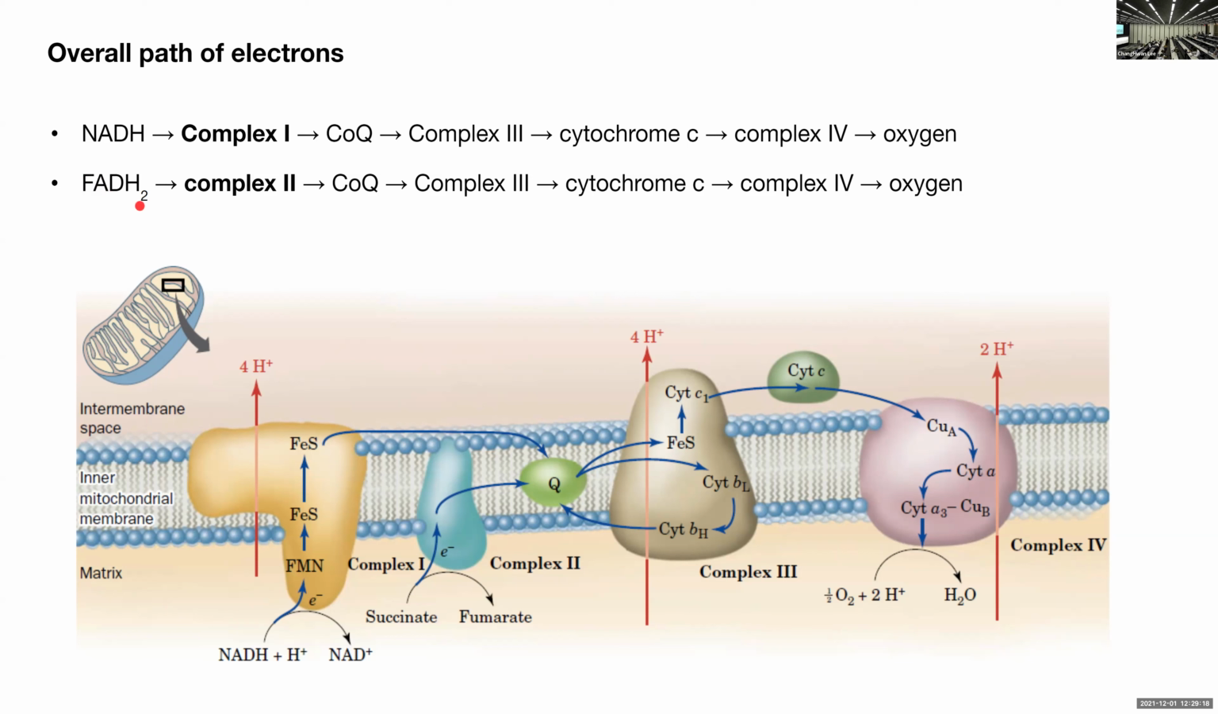There's another path that starts from FADH, again another coenzyme from the oxidation in glycolysis. But it bypasses complex 1 and gets to complex 2 directly, and then coenzyme Q, and it's pretty much the same. So NADH gets to complex 1, but FADH2 gets to complex 2. That's the main difference. The rest is the same.